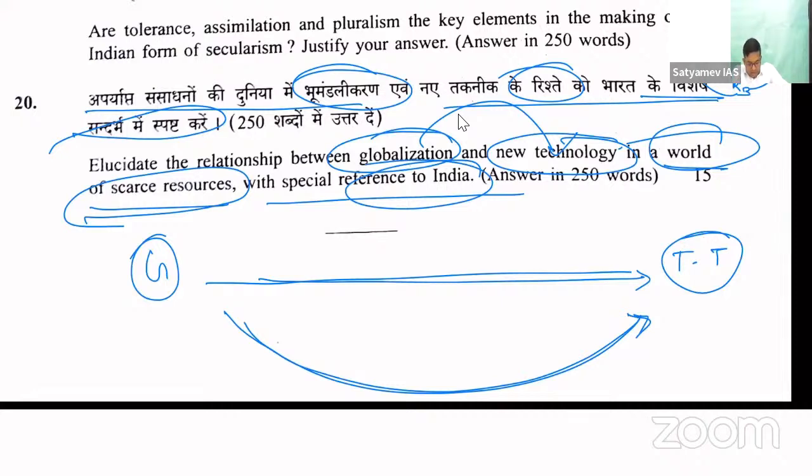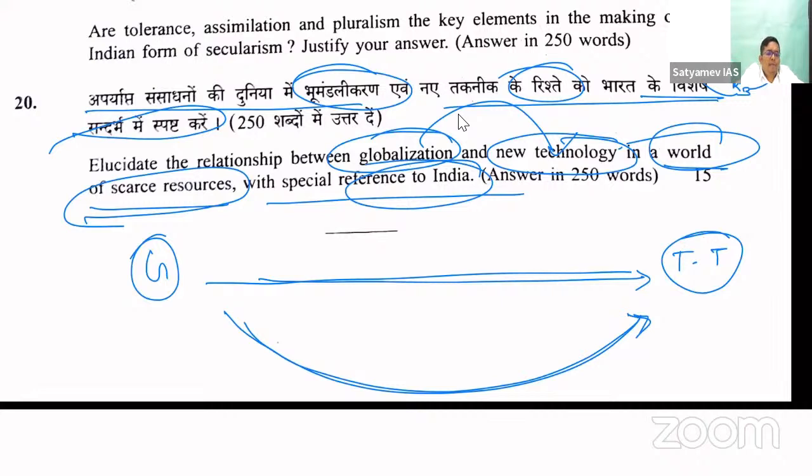So can you write that? Some negative things are there: technological dependence, development disparity, technological disparity. All right. So this is how you can write.